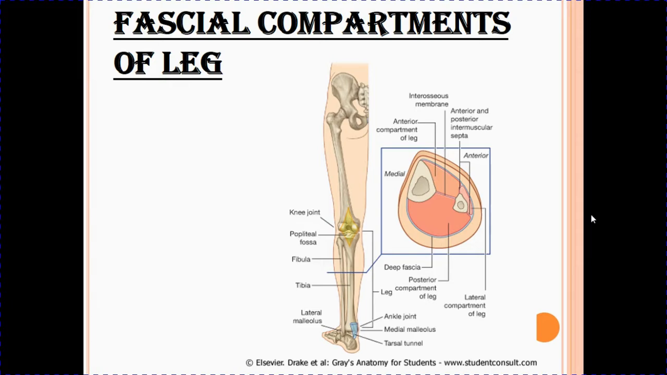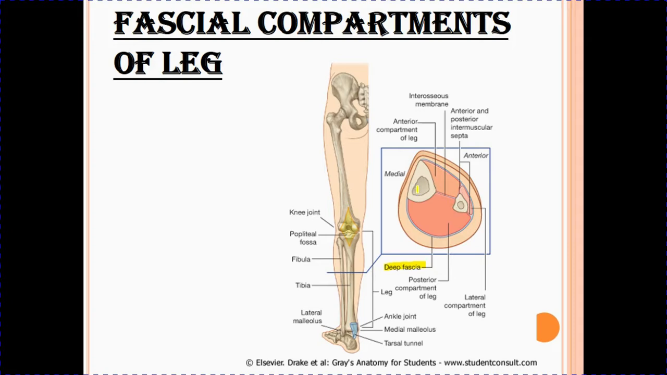Bismillahir Rahmanir Rahim. Fascial compartments of leg. Now you all know that the lower limb is encircled externally by a layer of connective tissue which is called deep fascia. So deep fascia is a layer of connective tissue which is encircling the muscles of the lower limb. This deep fascia is sending inside septas which divide the leg into compartments.